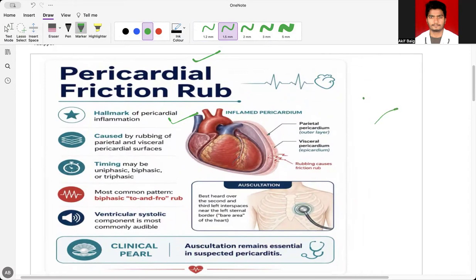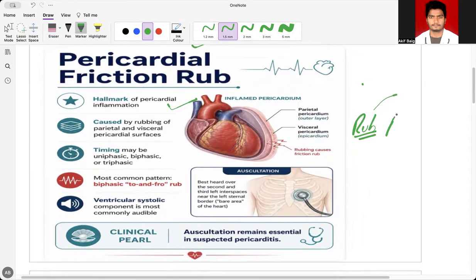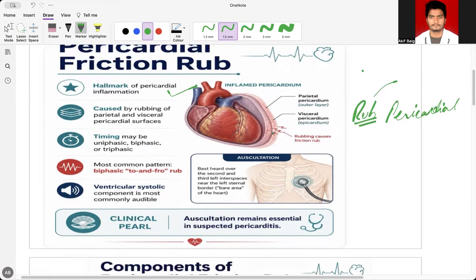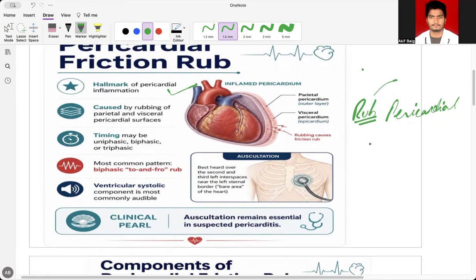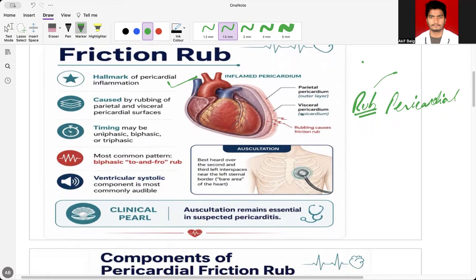So beside the heart, there are two layers called the parietal pericardium and the visceral pericardium. When these two pericardial layers come together and rub against each other, the sound which is produced is called the pericardial rub. There needs to be some amount of fluid or something which creates this friction or sound, so basically it's an indirect marker of pericardial effusion.